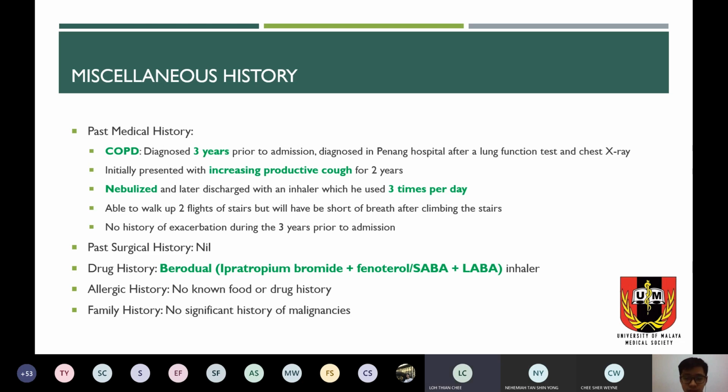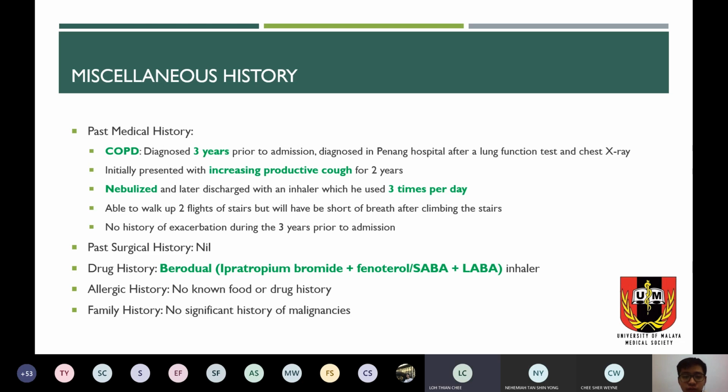Okay. So no exacerbation means not even using the MDI at home? Because exacerbation in COPD does not mean admission only. If he's got no admission, but he's got a history of nebulization at home or at the GP, or taking his Berodual a few times a day because he gets short of breath, that is exacerbation as well.